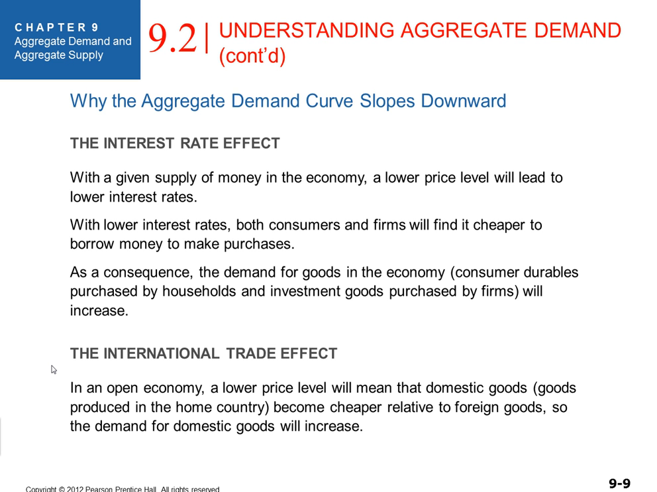So we have three effects: the wealth effect, the interest rate effect, and the international trade effect.